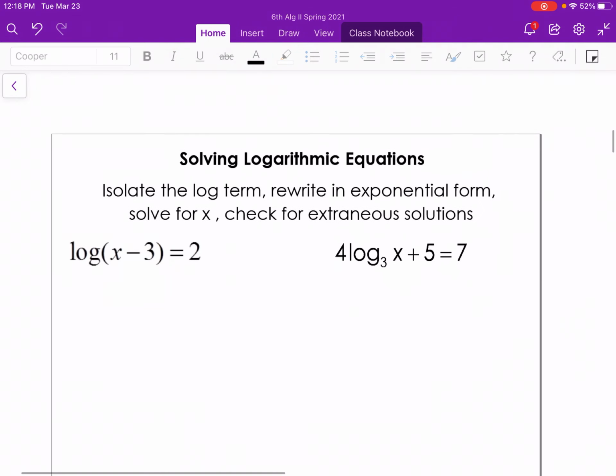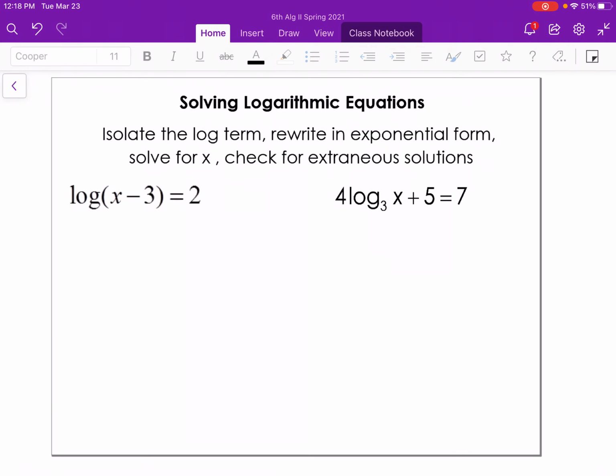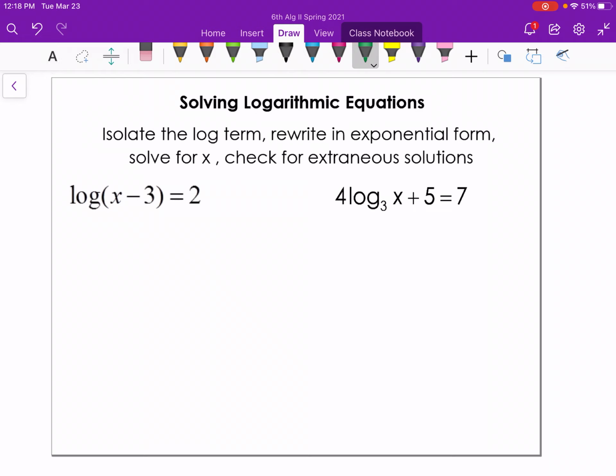So today we're going to talk about solving these equations. You're going to isolate the logarithm, rewrite it in exponential form, solve for x, and check for extraneous solutions. So this is the isolation of the logarithm in this first one. This is the isolation of the logarithm in this second example here. So the first one's actually already been isolated. So the next idea is I'm going to rewrite this in exponential form.